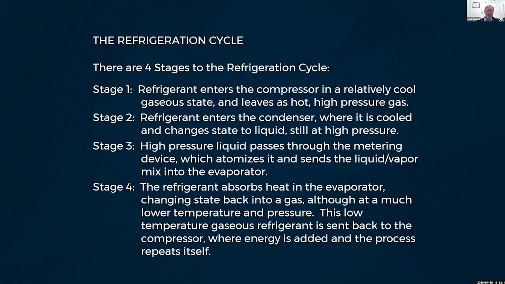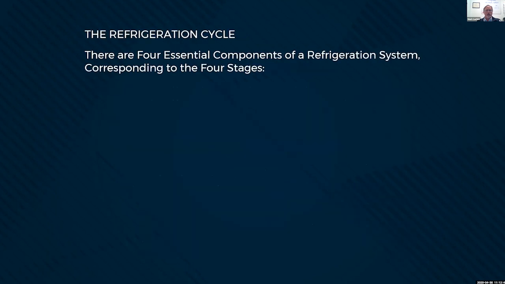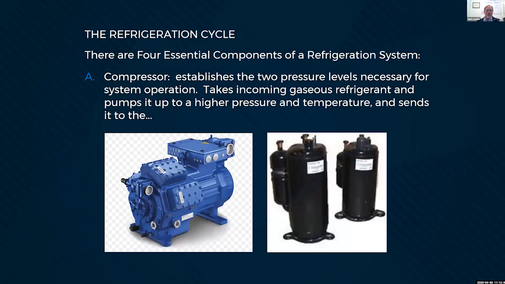And as the name suggests, once it goes into the evaporator, it evaporates back into a gas, and in so doing it takes in heat from whatever medium is passing over the exchanger, and that low temperature gas then gets sent back to the compressor, and the process repeats. So for those 4 stages of the cycle, you have 4 essential components. Stage 1 is the compression stage.